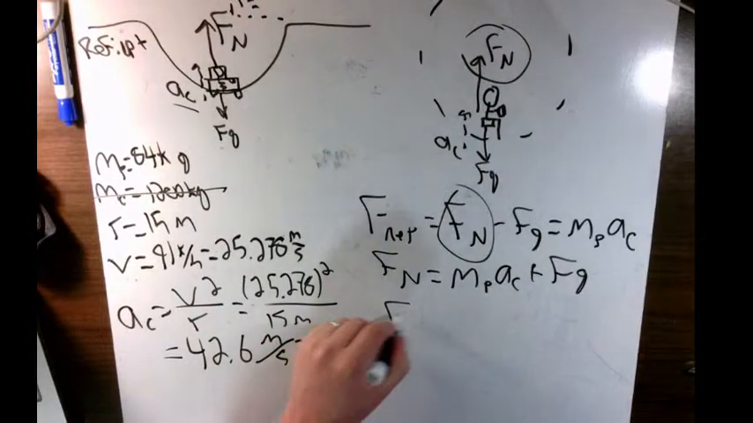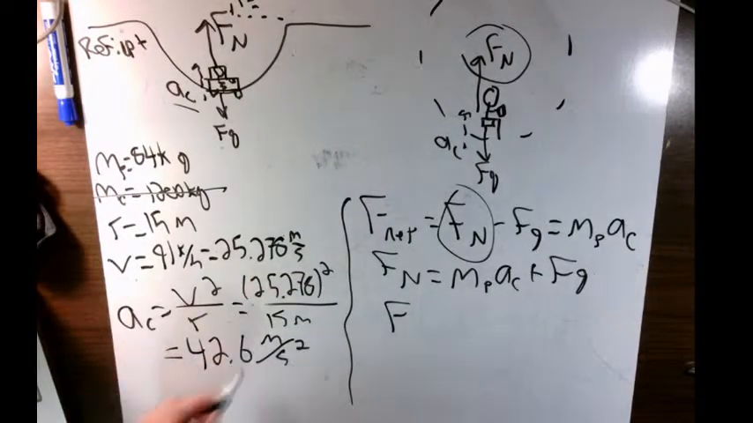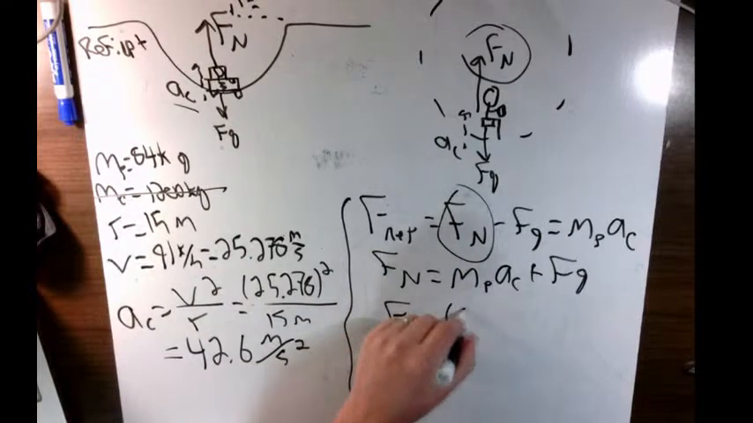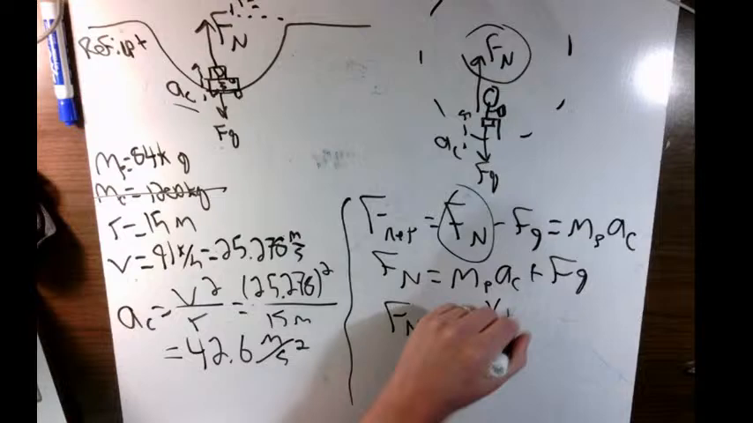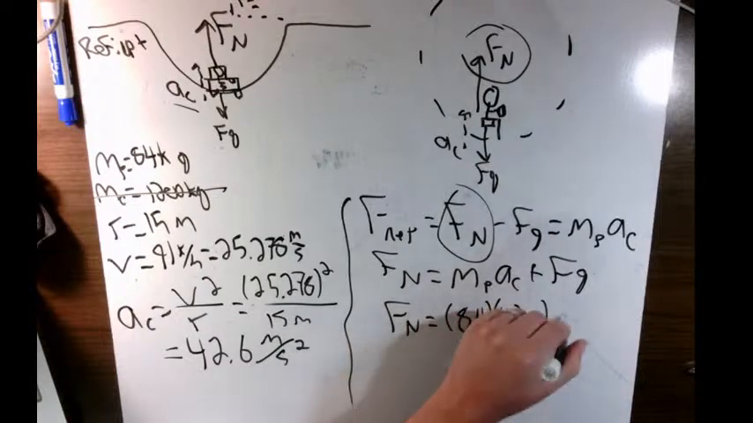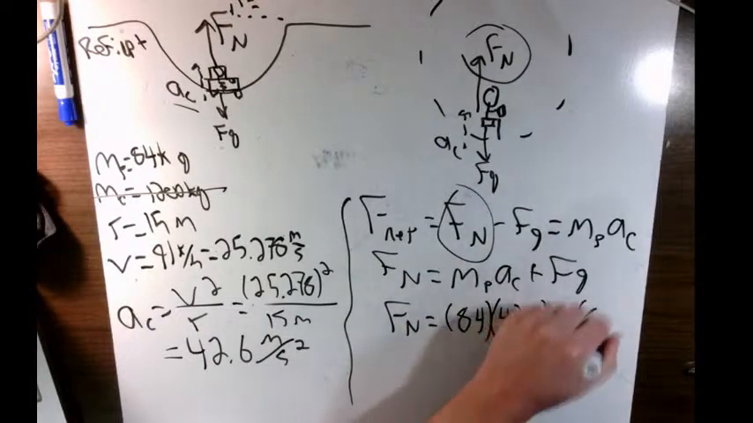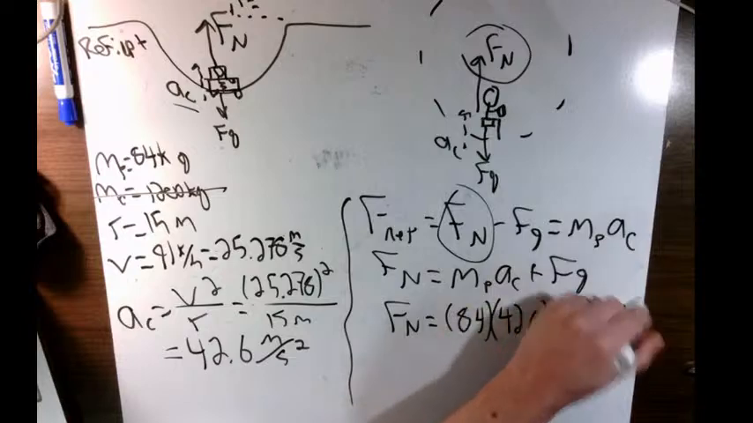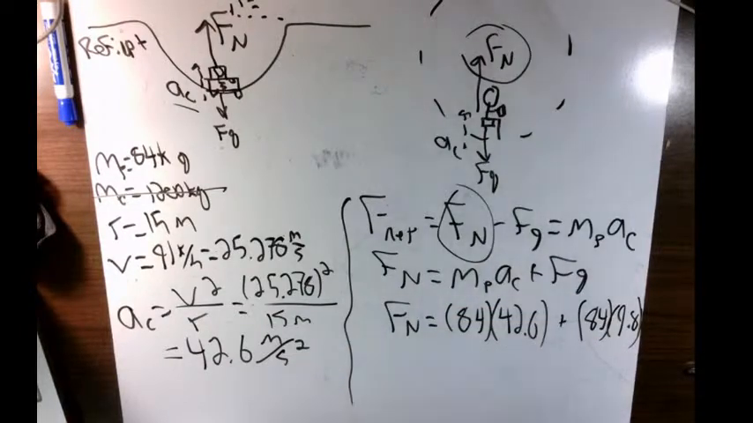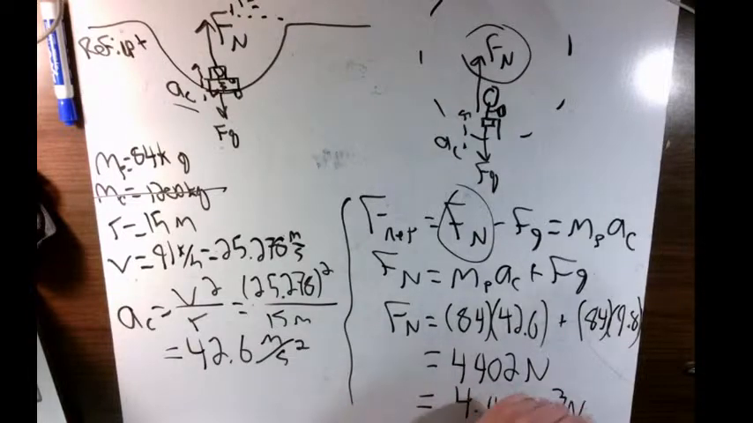So let's solve. We'll throw this in as our centripetal acceleration into this formula. We know mass is 84, centripetal acceleration is 42.6, and we're going to add force of gravity, which is 84 times 9.81, the mass of the person times the gravitational constant. And we get 4,402 newtons. We need three significant digits, so we've got 4.40 times 10 to the 3 newtons, or you could write it in kilonewtons.